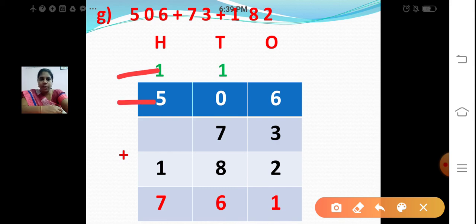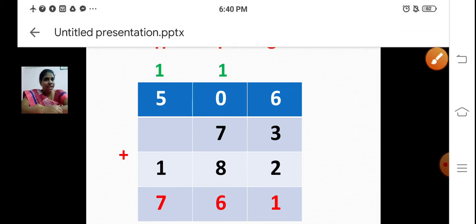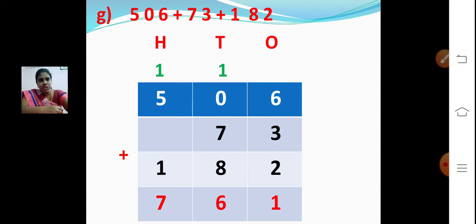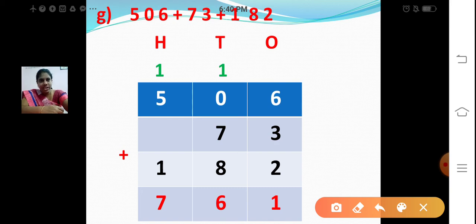1 and 5. 100 plus 500. So 1 plus 5. 1 in the mind, 5 in the finger. After 1, 2, 3, 4, 5, 6. So 600. With this 6, I am going to add the next number 1. 6 in the mind, 1 in the finger. After 6, 7. So my answer is 761. So while adding 3 numbers, what do you have to do? First, take the first 2 numbers. So from that sum, add the third number, right? So 506, 73 plus 182. My answer is 761.